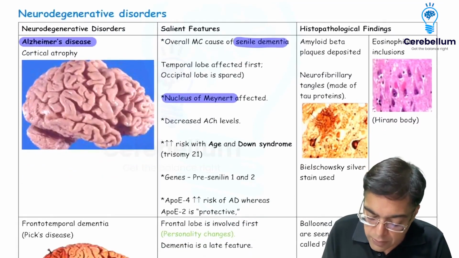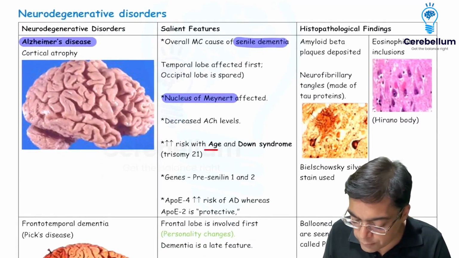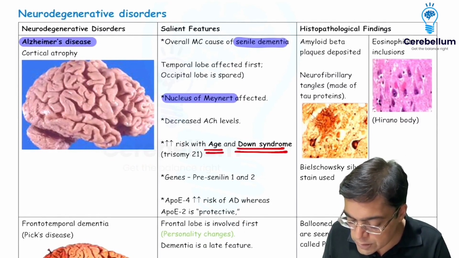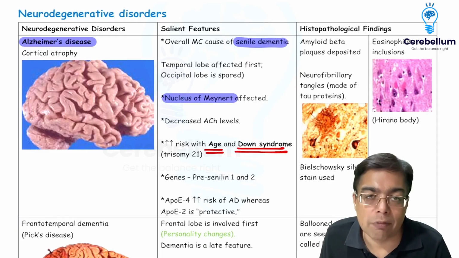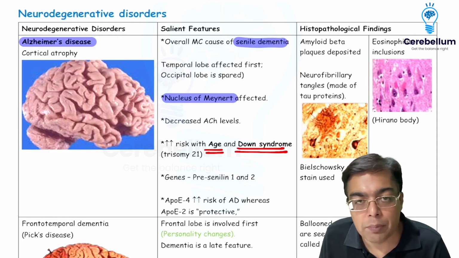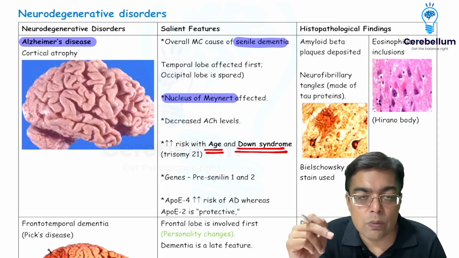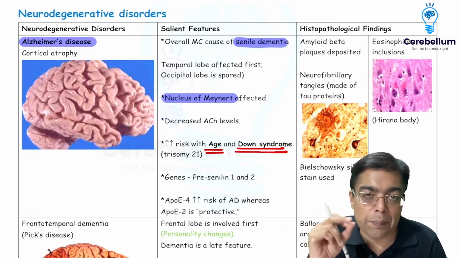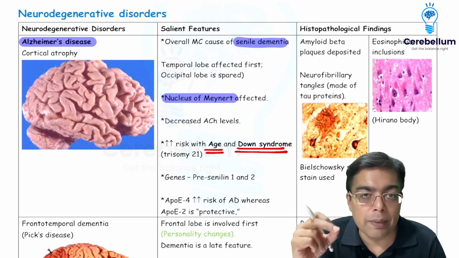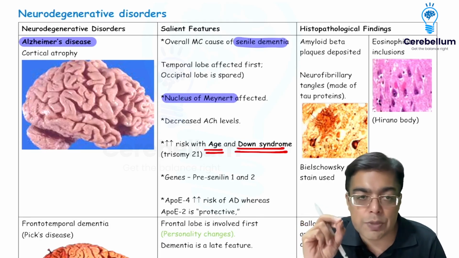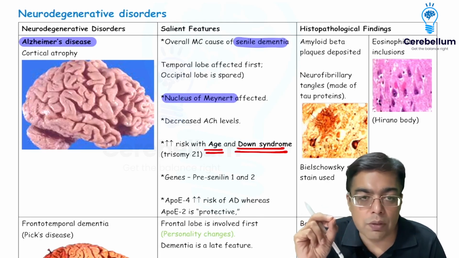And there are certain risk factors that we need to remember apart from age of an individual. Alzheimer's disease is more likely to be seen in a person who is suffering from trisomy 21. The reason attributed is that trisomy 21 contains a gene called the APP gene. This APP gene results in the formation of amyloid beta plaque, and the amyloid beta plaque is responsible for causing the degeneration of the neurons.